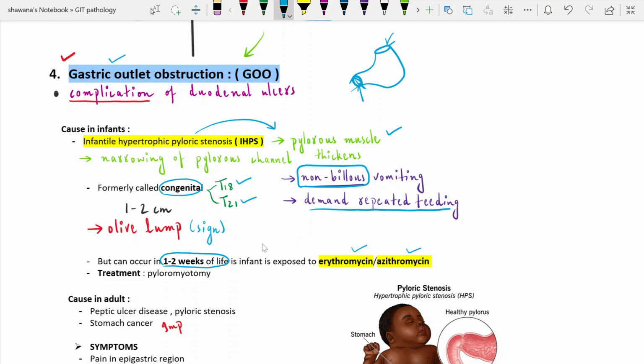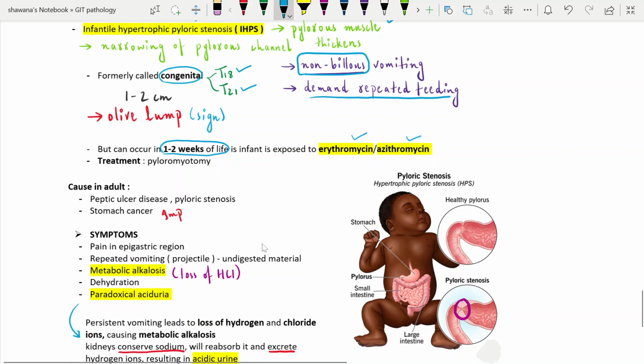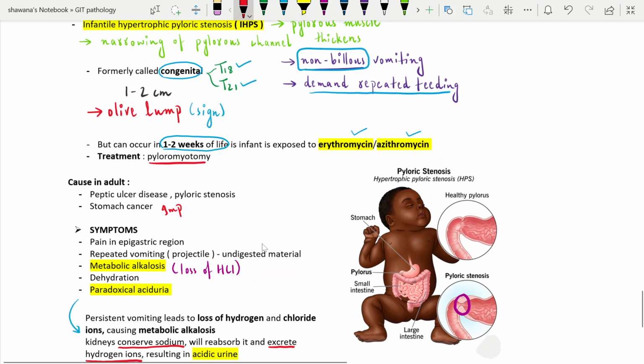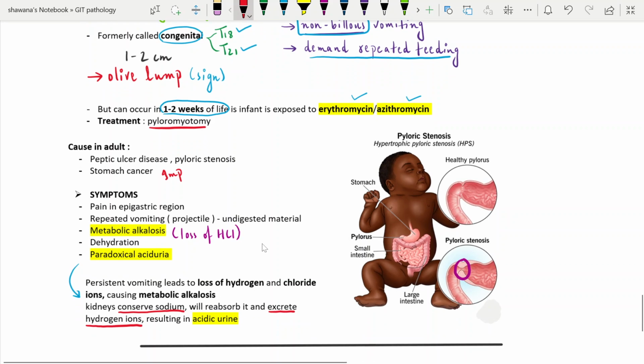When the child is exposed to some sort of drugs like erythromycin and azithromycin, it can result in the formation of the gastric outlet obstruction. What is the treatment of the gastric outlet obstruction? It is the pyloromyotomy, because the problem is with the pylorus part or the pyloric sphincter.